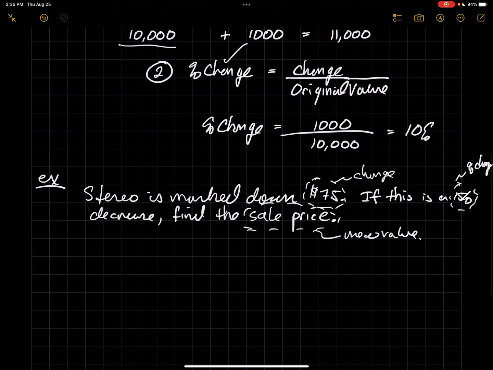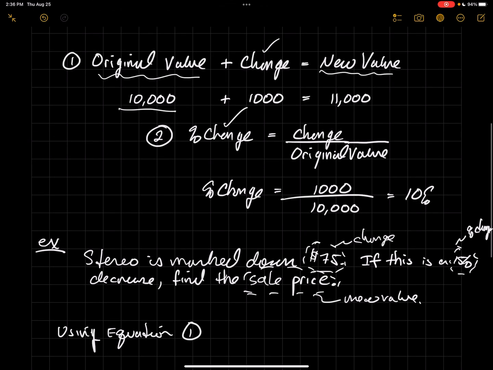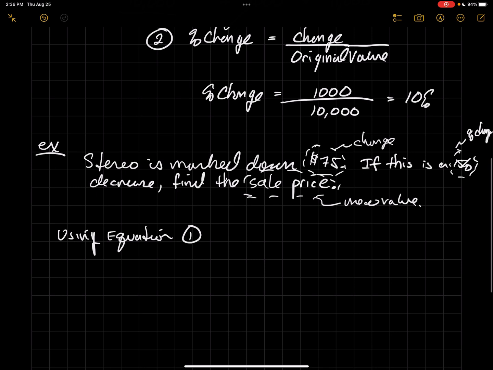Okay, so using equation number 1, we get that the original value plus the change equals the new value. So I'm going to use the same terms that we have in the example statement so that we can relate to this problem a little more easily. So the original value, well, that's the same as the original price of the stereo. So we have the original price, okay? And then we have the marked down price of $75.